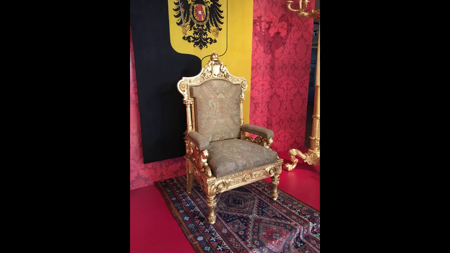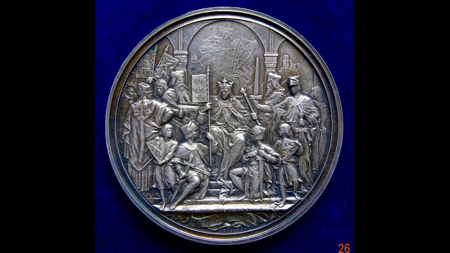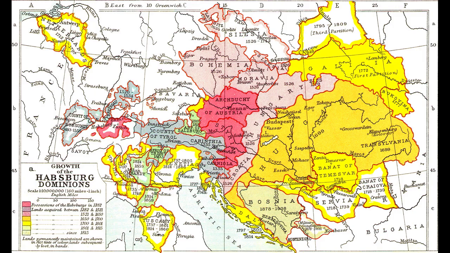The Pragmatic Sanction was met with resistance from several states, including Bavaria, Saxony, and Prussia, which had their own claims to parts of the Habsburg territories. Meanwhile, other powers like France and Spain saw an opportunity to expand their influence in Europe by challenging the dominance of the Habsburgs. As we explore the historical context of the War of Austrian Succession, it's essential to consider the complex web of alliances that existed at the time.